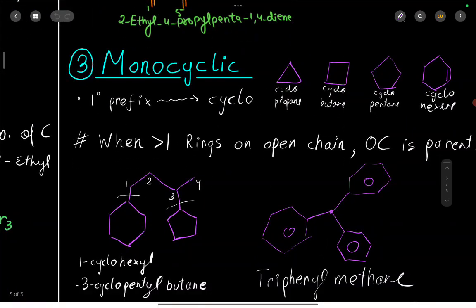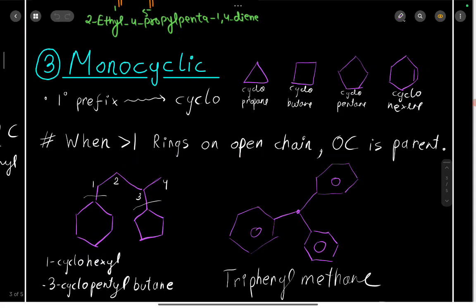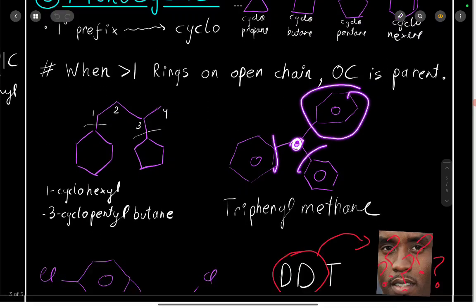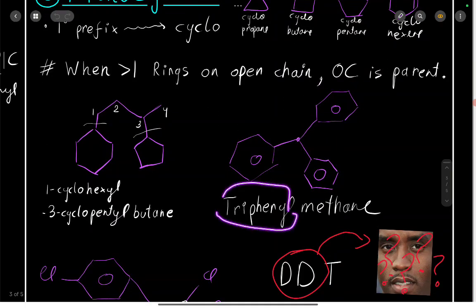Now, as a general rule, if there is more than one ring present on an open chain compound, then the open chain is by default taken as the parent. For example, here you can see there are multiple phenyl groups as substituents and phenyl is a ring. So the open chain is taken as parent and we call this triphenylmethane. And there's an H here.